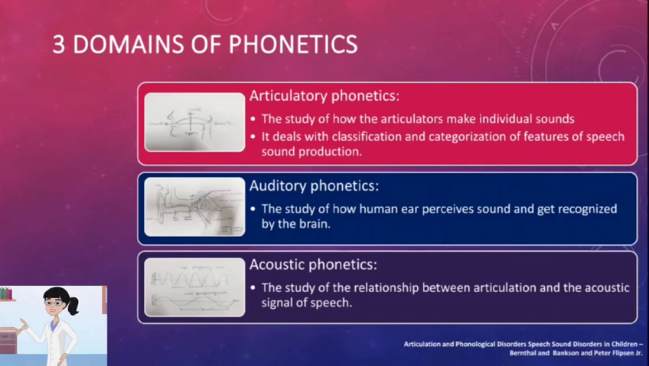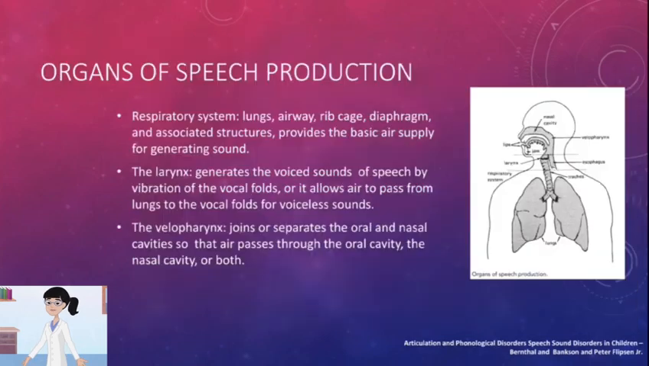Articulatory phonetics. It is the study of how the articulators make the individual sound, which deals with the classification and categorization of features of speech sound production. Next, auditory phonetics. It is the study of how the human ear perceives the sound and how it gets recognized by the brain. Then, acoustic phonetics. It is the study of the relationship between articulation and the acoustic signal of speech with respect to varying frequency, amplitude, and duration. In the next slide, let's learn about organs of speech production.